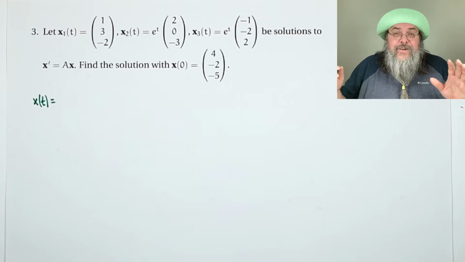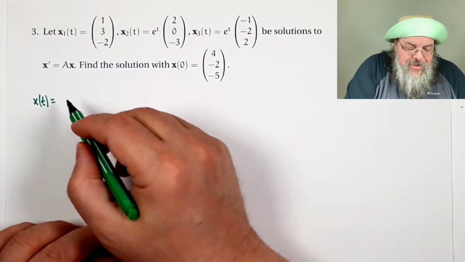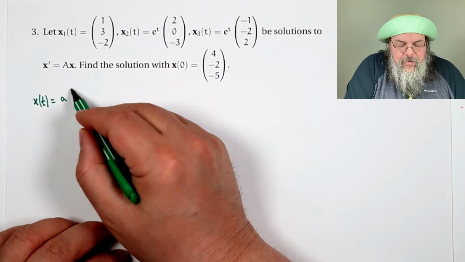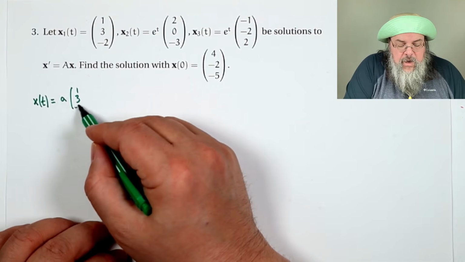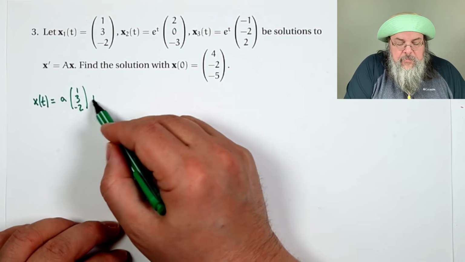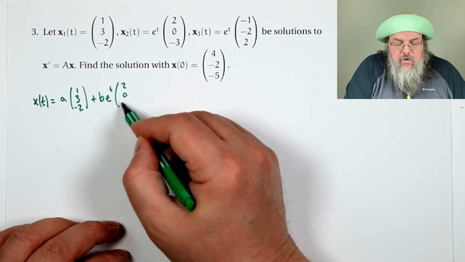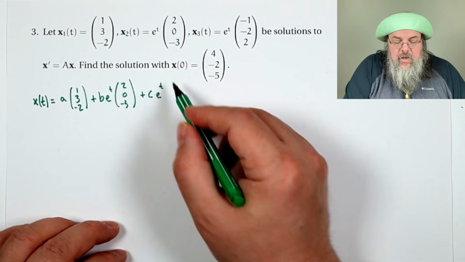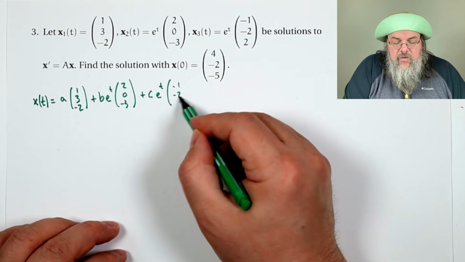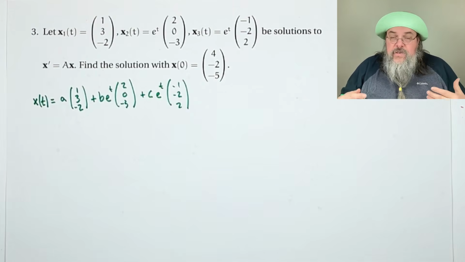Well, we haven't checked linear independence, but we'll trust that they gave us things that were linearly independent. So we have a times (1, 3, -2), plus b e^t times (2, 0, -3), plus c e^t times (-1, -2, 2). And now, what's our goal? Well, our goal is, what's the right value for a, b, c?